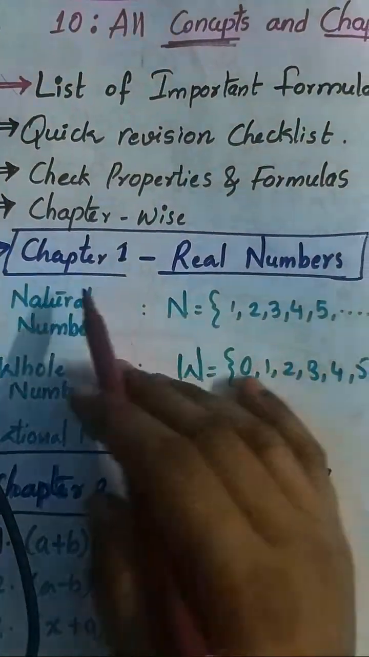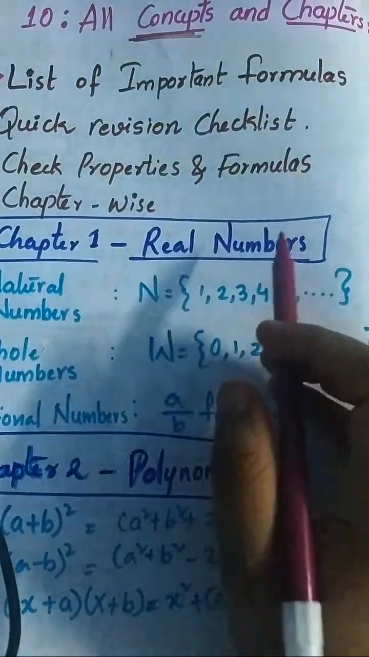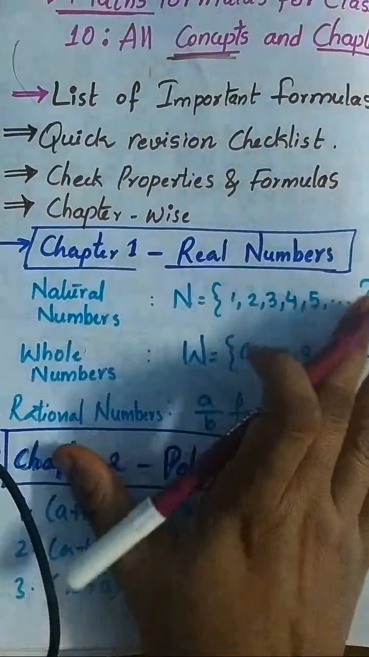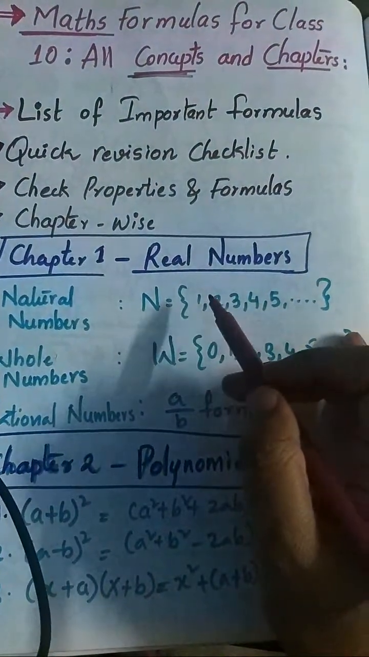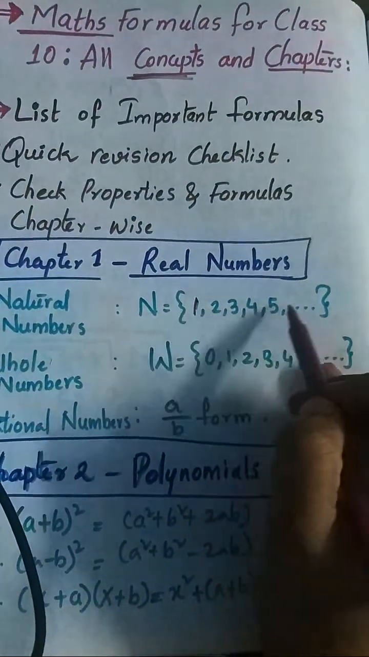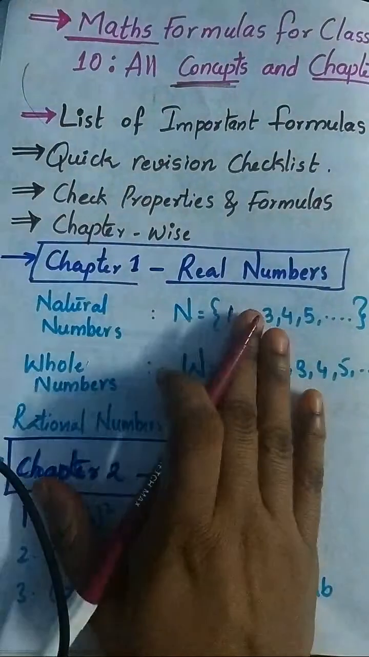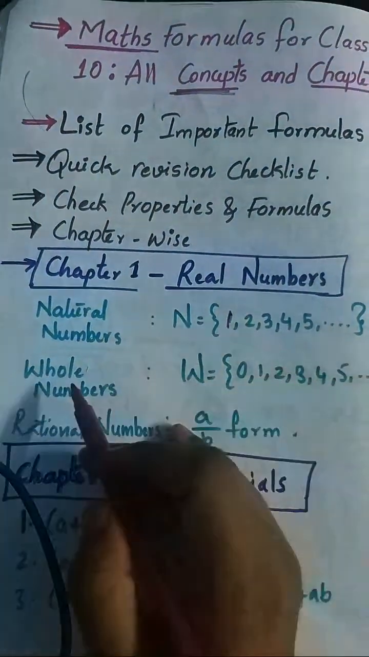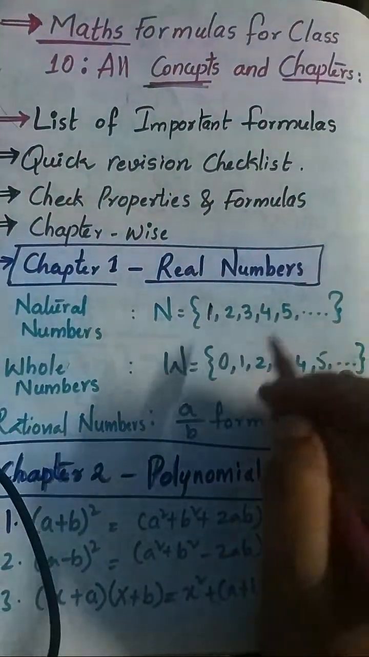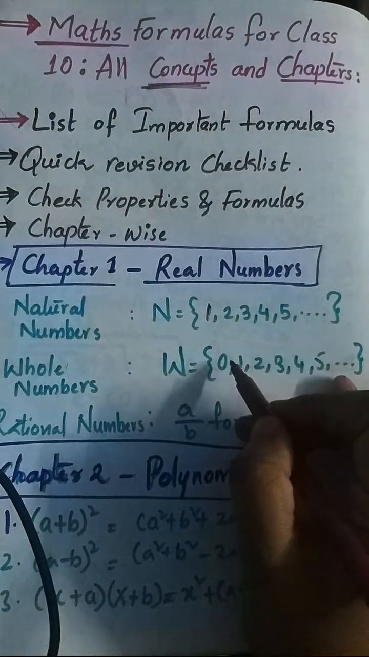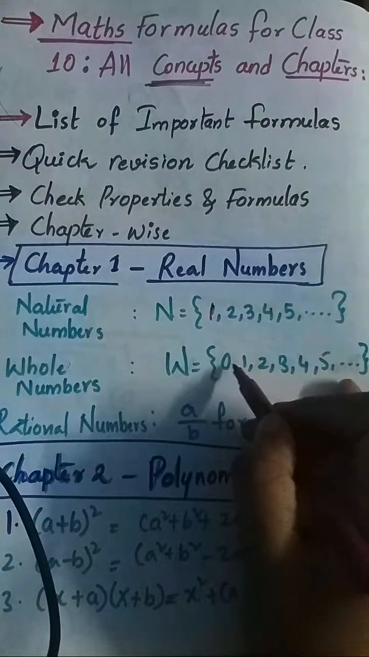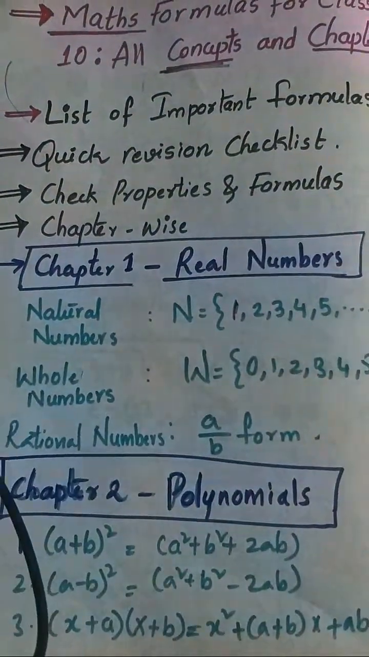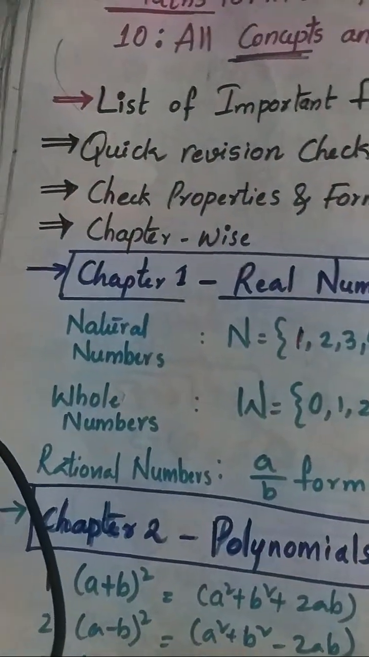Okay, now first we take chapter 1, real numbers. In this, what we have to recall first is natural numbers. What are natural numbers? Starting from 1 and so on, those are the natural numbers. Whole numbers means all numbers starting from 0. Okay, 0 we can take in whole numbers. So starting from 0, all the numbers are said to be whole numbers.